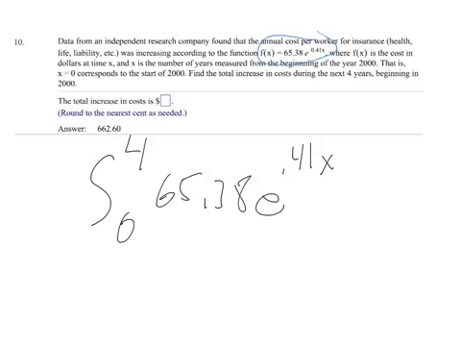Here's the function that shows me the increase. Let's see, this function gives the increase in cost, so we want to find the total increase over those 4 years. I'm just going to integrate from 0 to 4 of that function, and that's what you get when you f and int that.